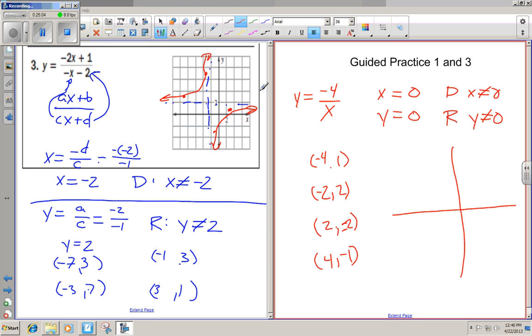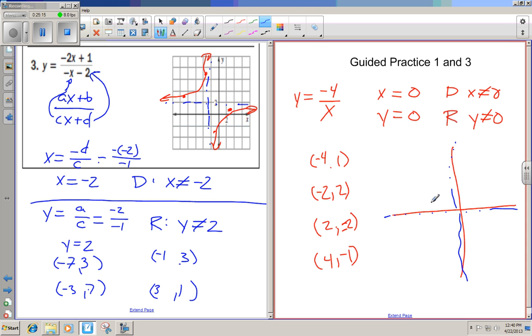All right, so these were the points you should have come up with. You should have a vertical asymptote that goes through 0, and a horizontal asymptote that goes through 0. A point at negative 4, 1. A point at negative 2, 2. A point at 2, negative 2. A point at 4, negative 1. Once you have that, you should be able to draw your hyperbola. So the graphing part really isn't too tough. Coming up with the asymptotes, maybe.